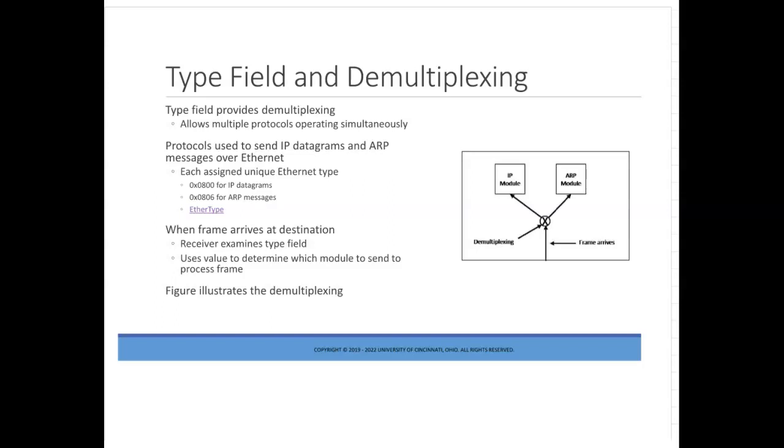When transmitting a datagram in an Ethernet frame, the sender assigns a type, 0800 ether type. When a frame arrives at its destination, the receiver examines the type field and uses the value to determine which software module should process the frame. This figure illustrates the demultiplexing.